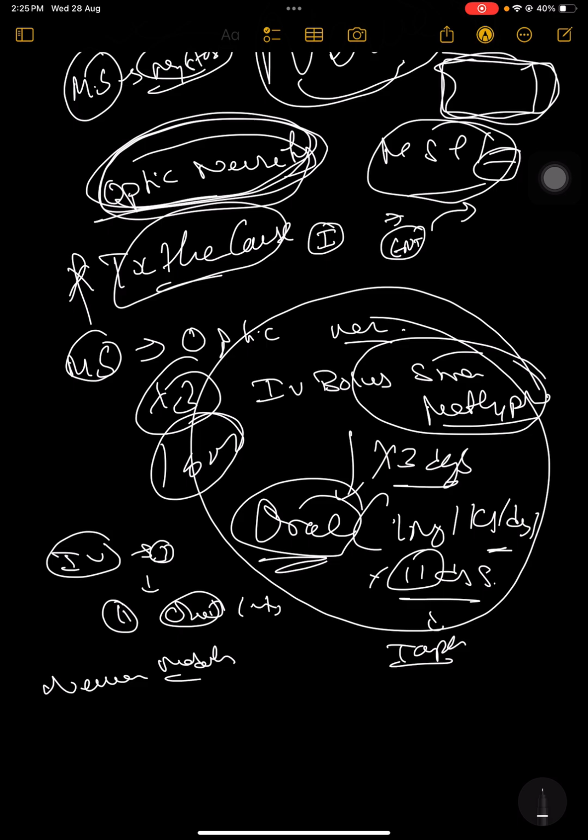Newer modality, you can give monoclonal antibodies. You can give interferon beta, okay, like this.